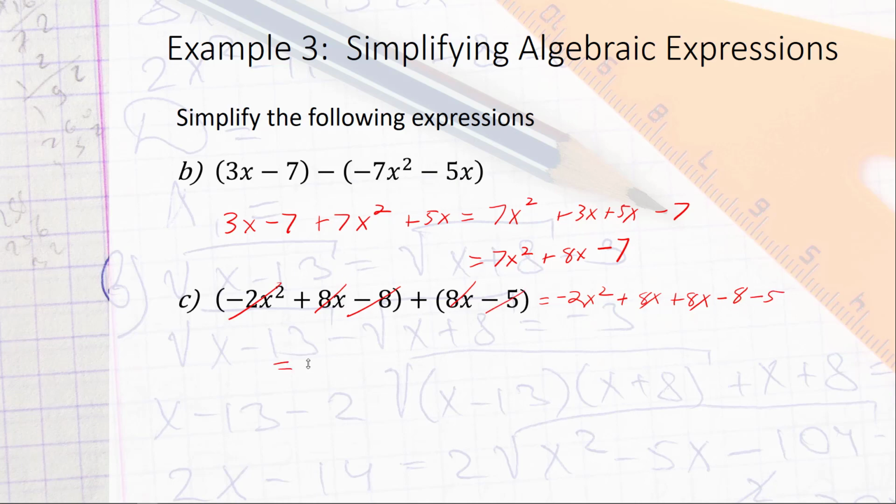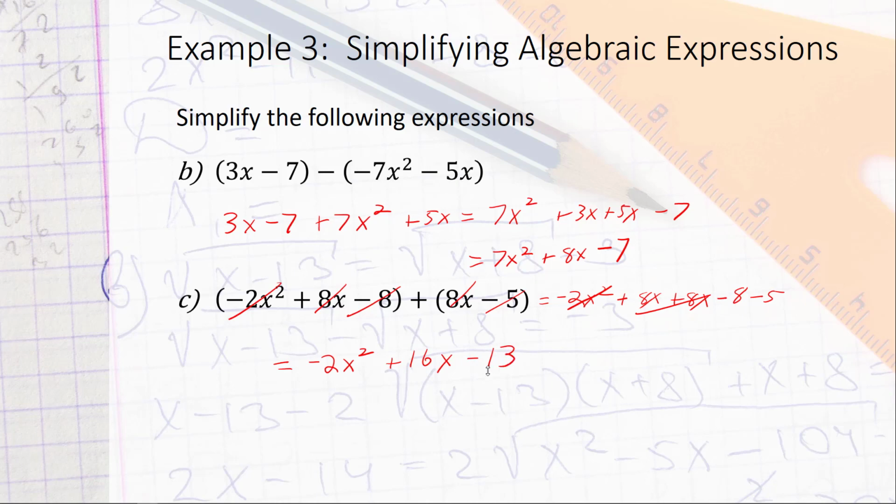And then combining like terms, we have negative 2x squared by itself. Here we have 8x plus 8x, that will be 16x. And here we have negative 8 minus 5, which is minus 13.